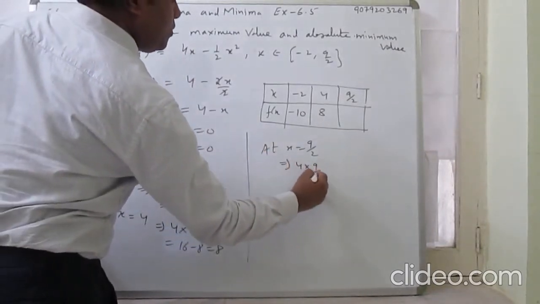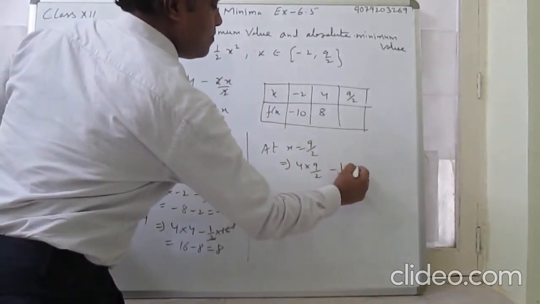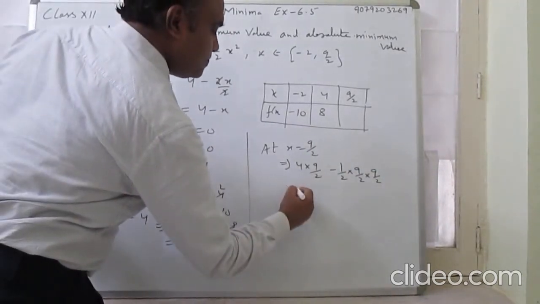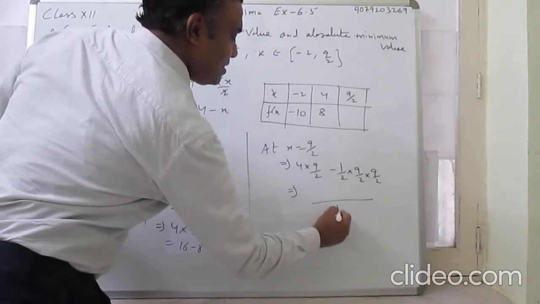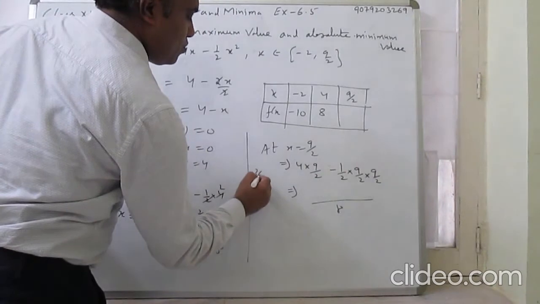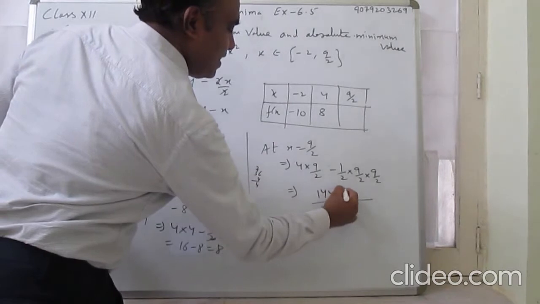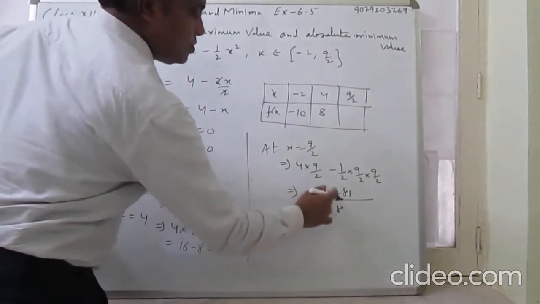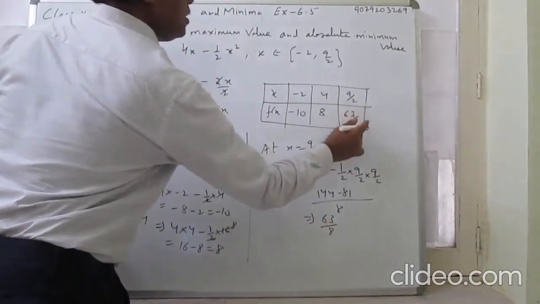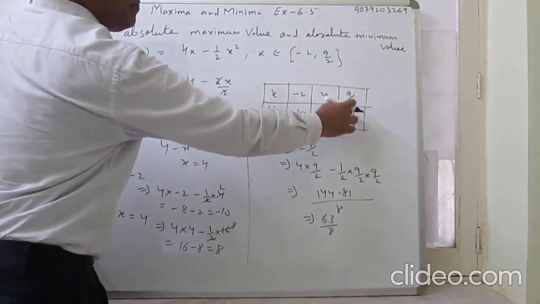Now at x is equal to 9 by 2, put it here. 4 into 9 by 2 minus half x square means 9 by 2 into 9 by 2. So it becomes, take the LCM. So what is the LCM? 8 is the LCM. So 2 4s are 8, 36 into 4, 6 4s are 24 and 144 minus 81. So it becomes 63 upon 8. You see, it is less than 8. 8 7s are 56, 8 8s are 64. So it is less than 8.